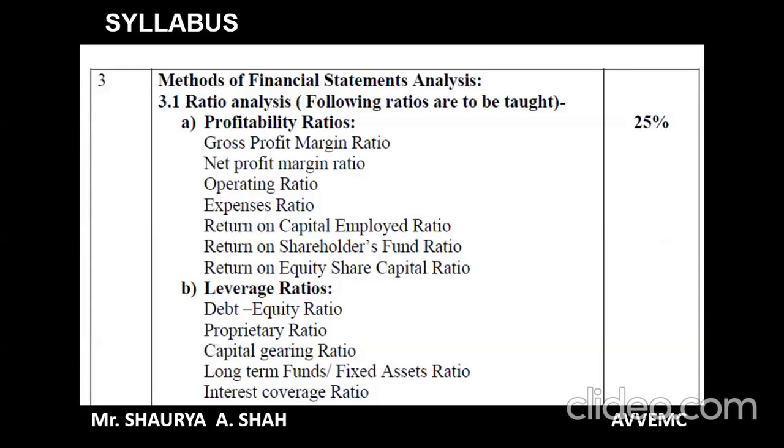Okay, so we were on profitability ratio. The first is the gross profit margin ratio. Second is net profit. As you all know, net profit you can get from the profit and loss statement.